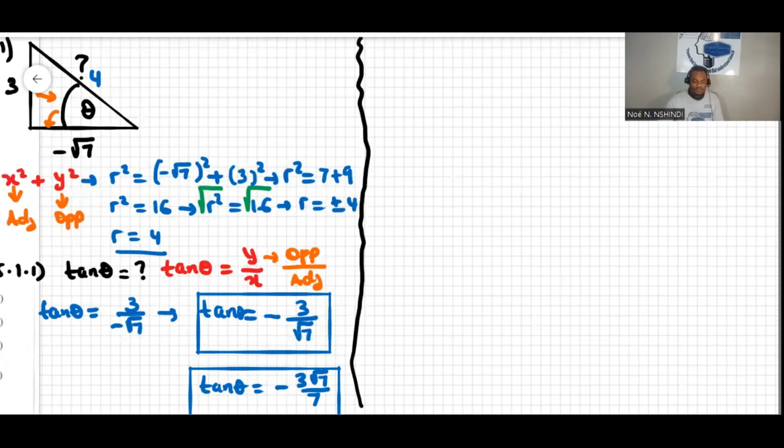Okay, so I have 5.1.2. I need to find the value of sine of negative theta. What's that? All right, we have some trig formulas here.